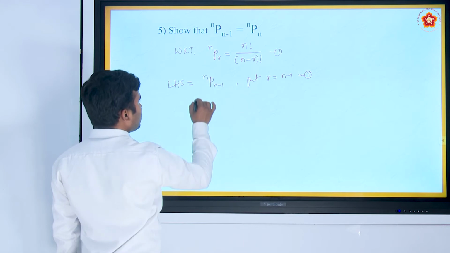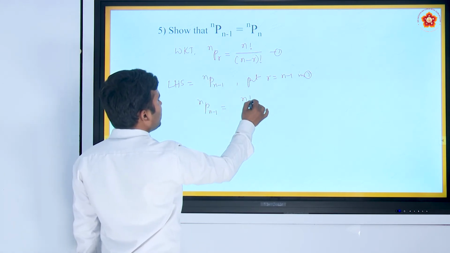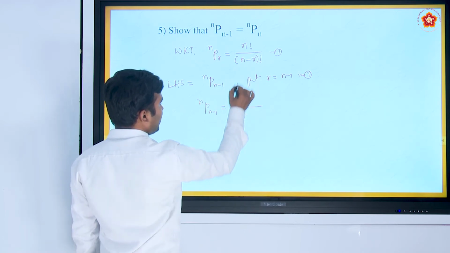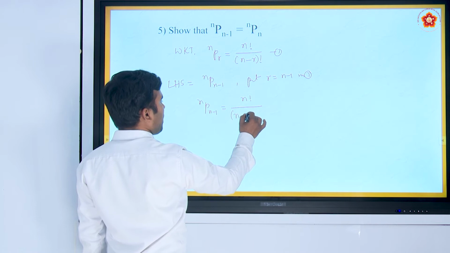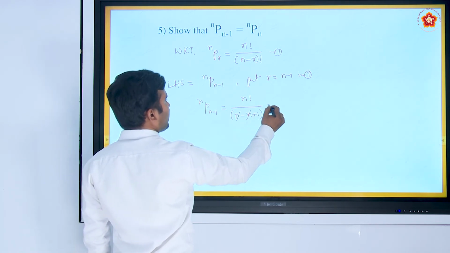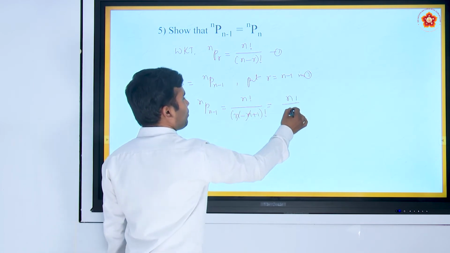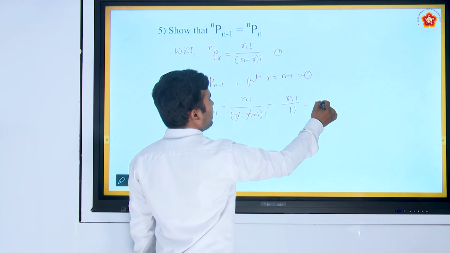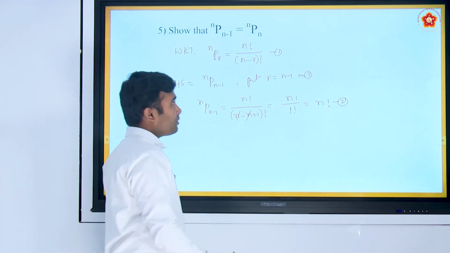So it becomes nPn-1 is equal to n factorial divided by (n - (n-1)) factorial, that is n factorial divided by (n - n + 1) factorial. Minus n plus n will get cancelled. So I am left with n factorial divided by 1 factorial, which is equal to n factorial. So I can call it as 2.